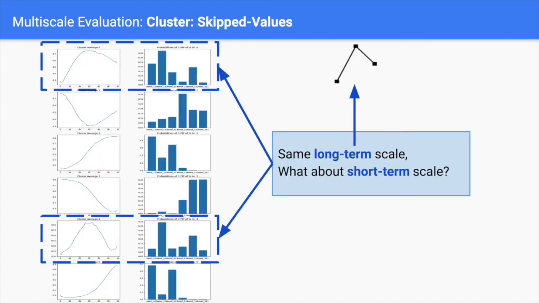Thank you, Amaury. Now that we have the tools for multiscale evaluation, we can take a look at the skipped values clustering. By looking at cluster 0 and cluster 4 in the left figure, we can quickly see that they capture a similar long-scale pattern.